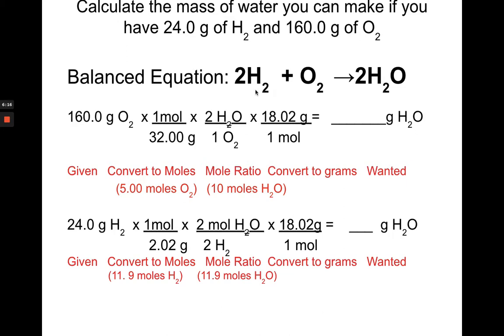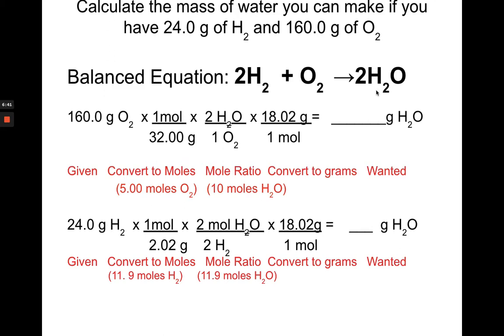So I'm going to pull this down. I want the water. That's my want. That's going to go on top. What I was given was the oxygen, so it's a 2-to-1 ratio. So I'm going to take that 160 divided by 32, 5 moles of oxygen, and multiply by 2. So that means I can produce 10 moles of water, but the client wants it in grams. So I'm going to multiply by the molar mass of water.